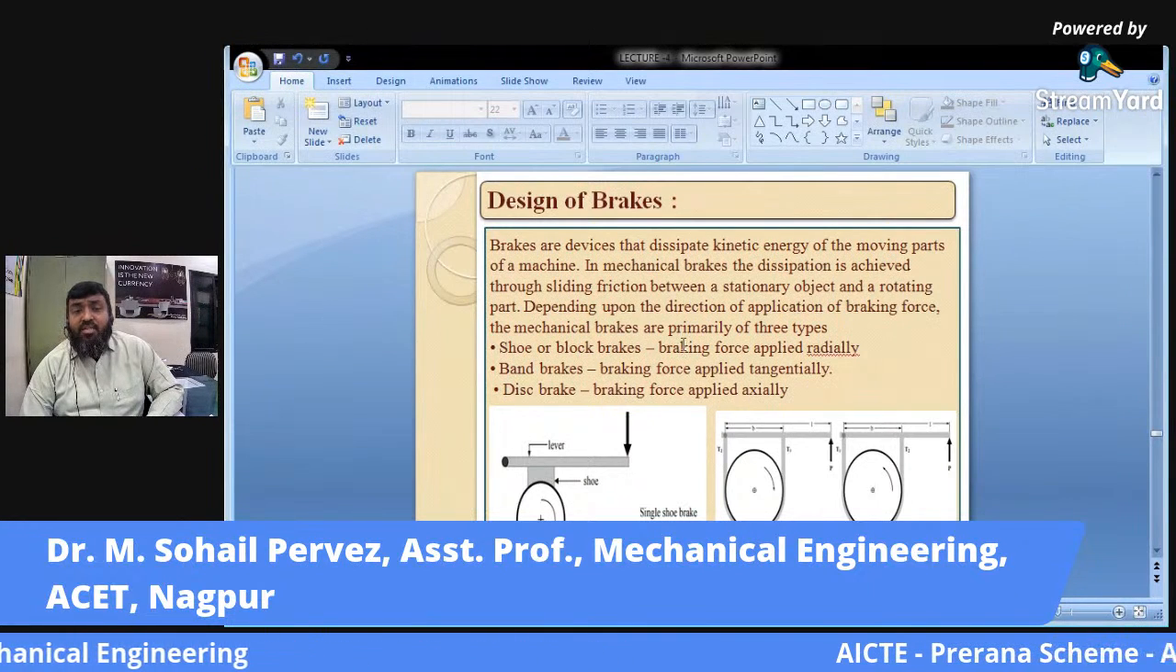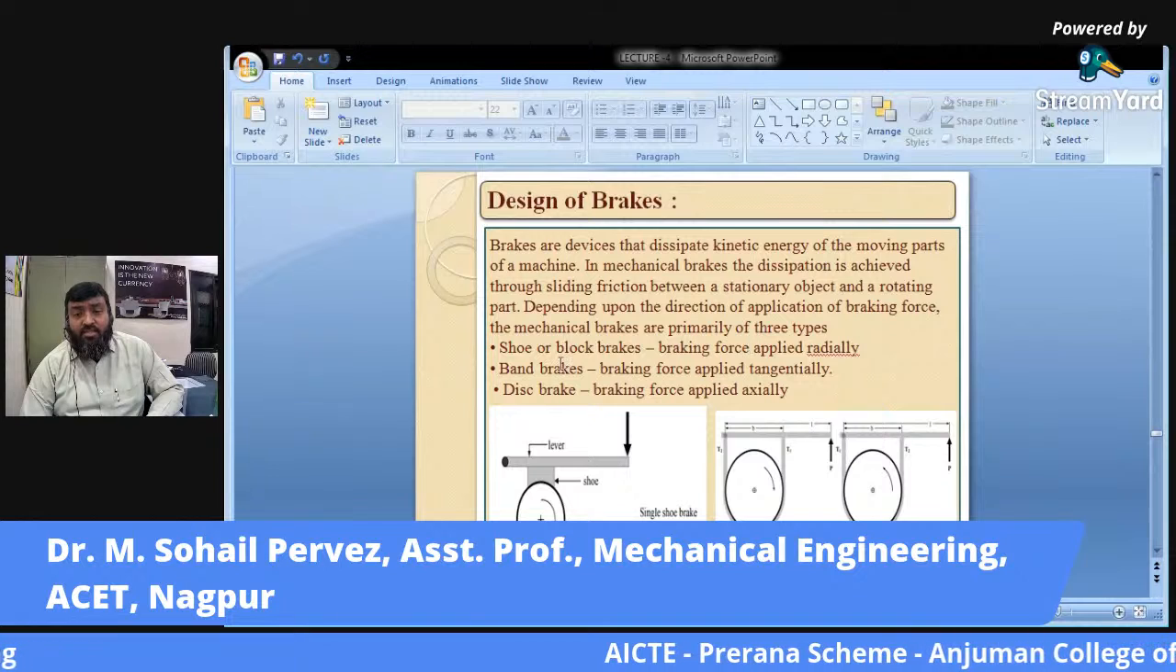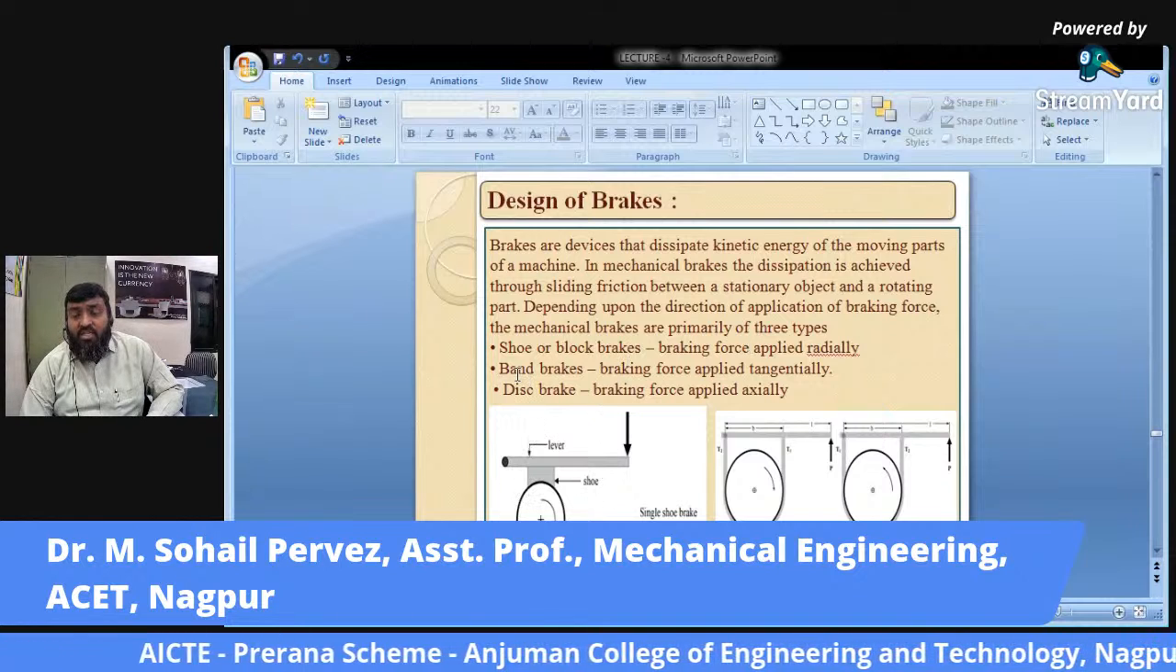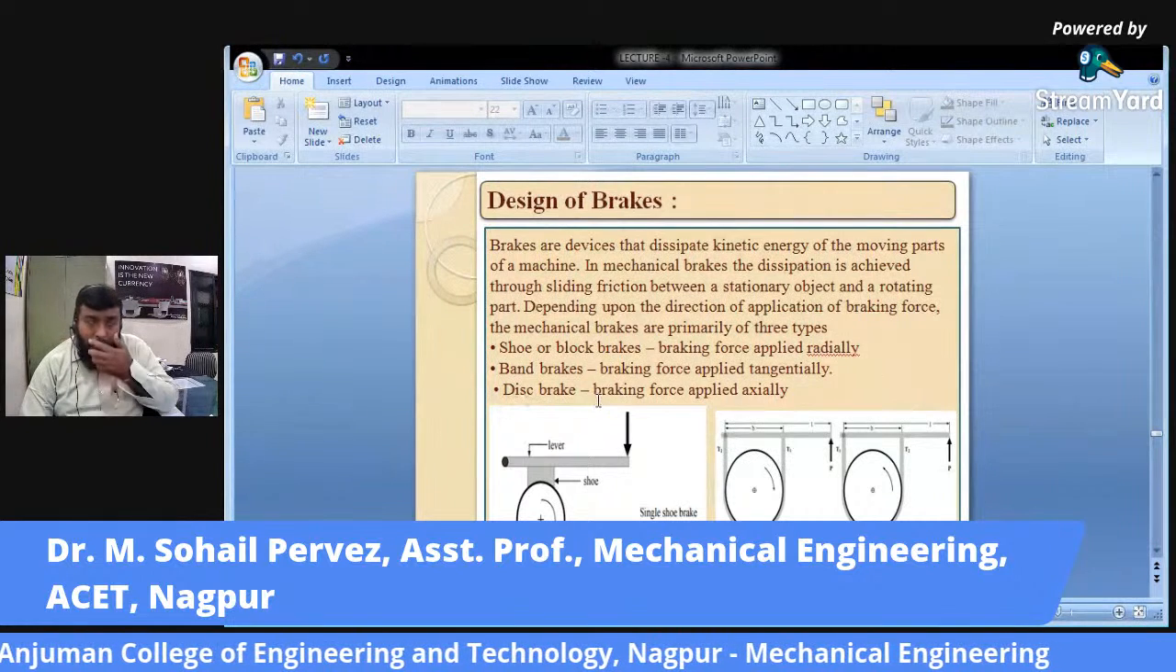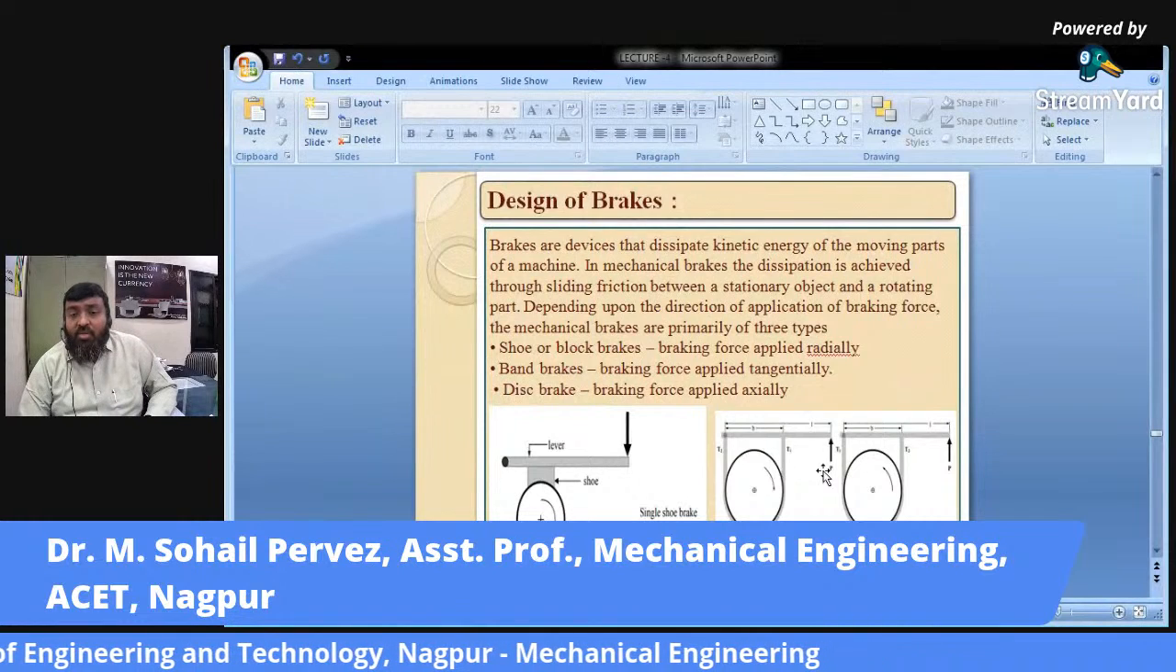three types: shoe or block brakes. So this is the shoe brake. Number two, band brake. So these are the bands. And third is the disc brake, which is now most commonly used in our two-wheelers.